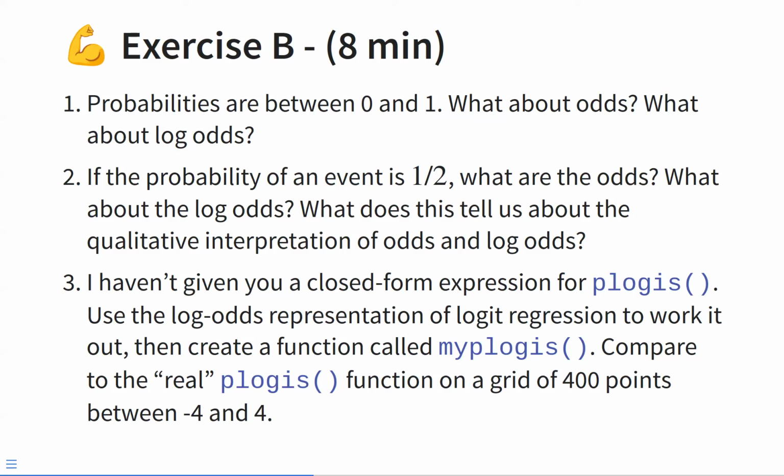The first two of these are about understanding the units of odds and how these units relate to two things being equally likely or not. Then the third exercise is an R programming exercise, which asks you to do a bit of algebra and then check your algebra using R by making a simple plot. So please pause the video and think through these exercises now.